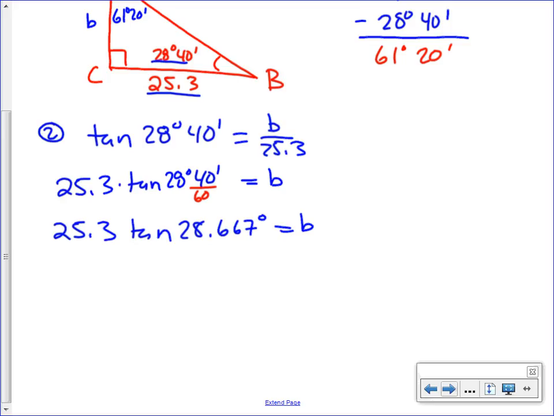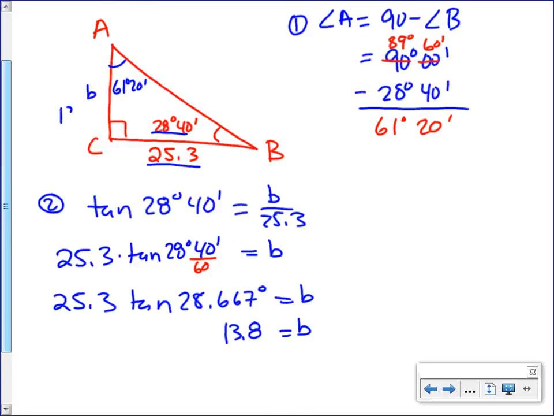And if you quickly just calculate it, because of sig figs, you only need one decimal place because that's all they were giving you in the original problem. You should get about 13.8 for B. So we filled this one in as 13.8.